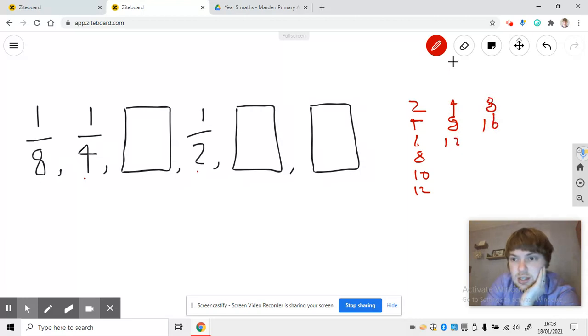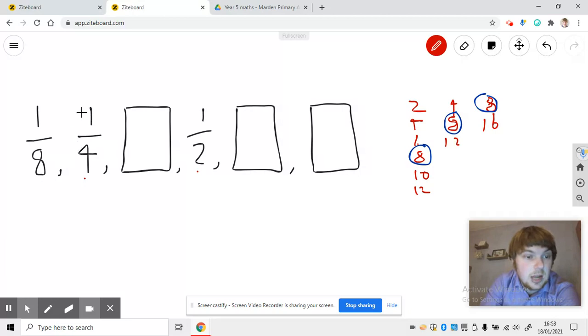Well, instantly, we can see here that our common denominator across those is 8. Our common multiple is 8, so our common denominator can be 8. And therefore, that means we can change each of these fractions that we don't currently have into 8.